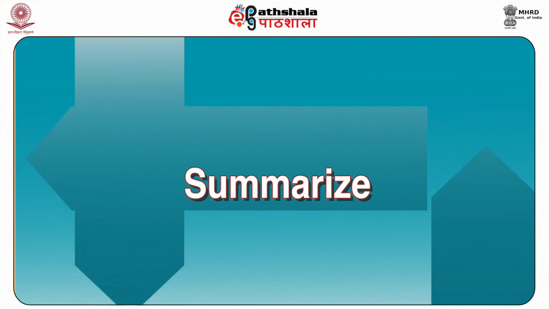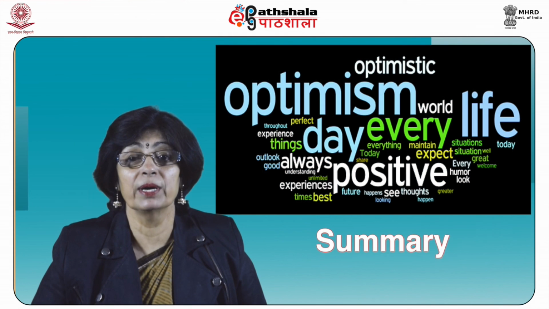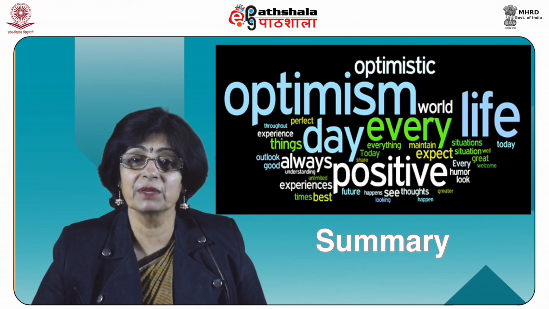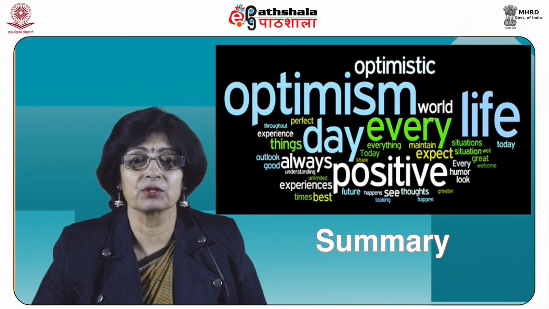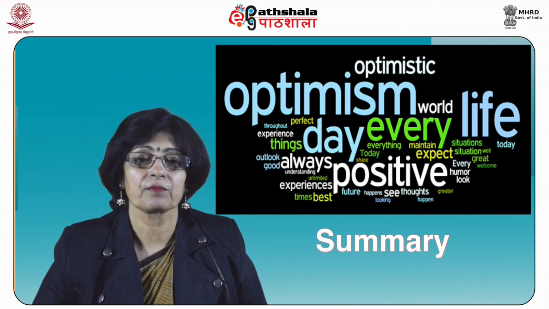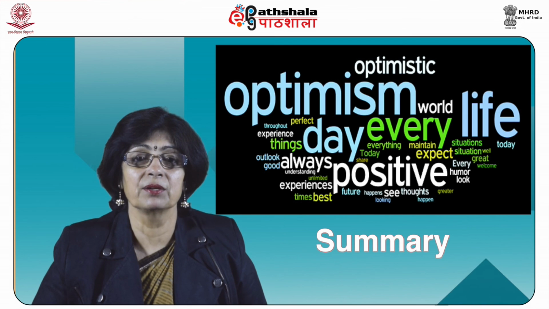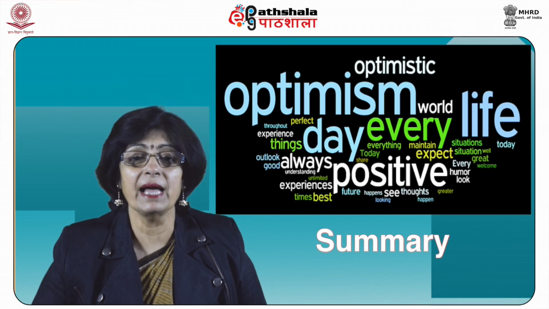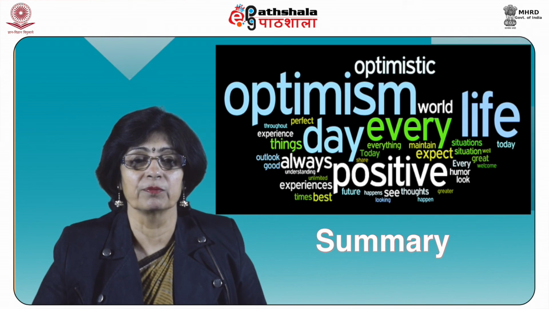In the end, to summarize, optimists are the people who expect good things to happen to them, while pessimists are the people who expect bad things to happen to them. The concepts of optimism and pessimism are related to people's expectations for the future and are related to the expectancy value theories of motivation.